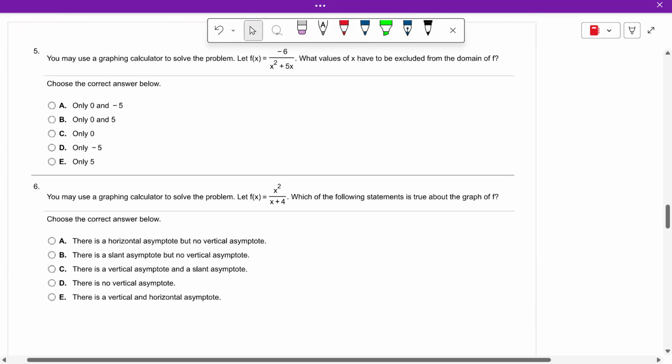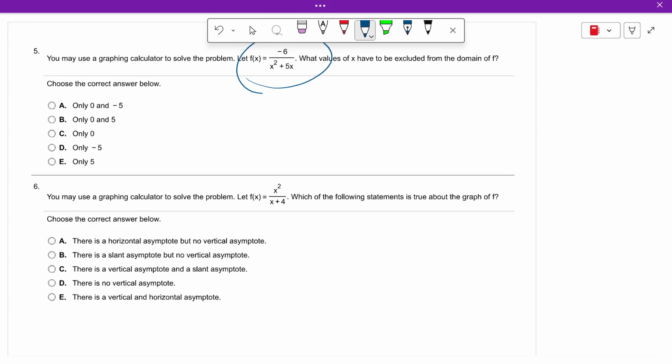All right. Use a graphing calculator, figure out what numbers should be excluded from the domain. Well, where are the vertical asymptotes? Well, x times x plus 5 equals 0. So it's 0 and negative 5.